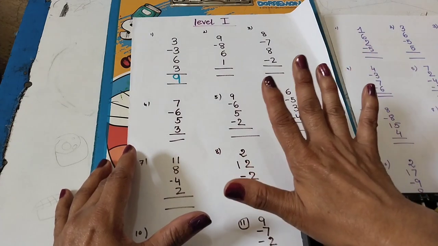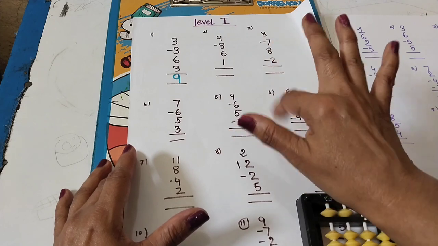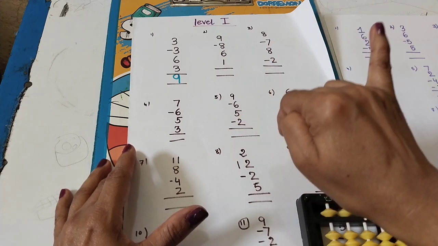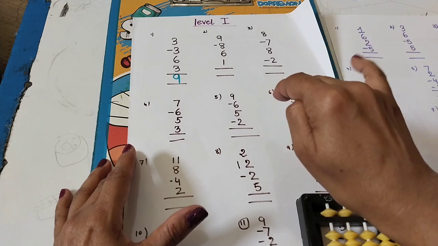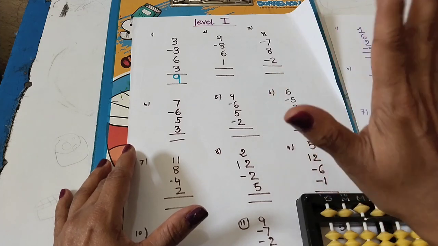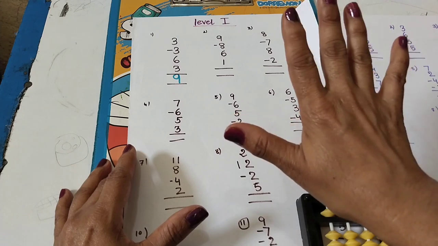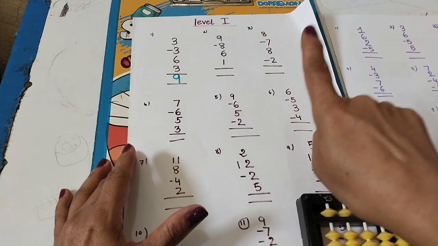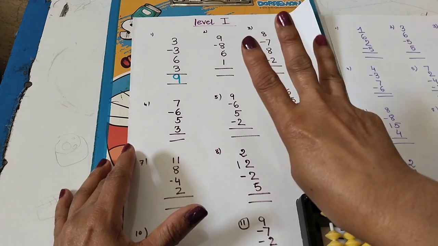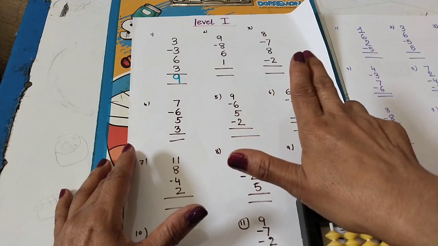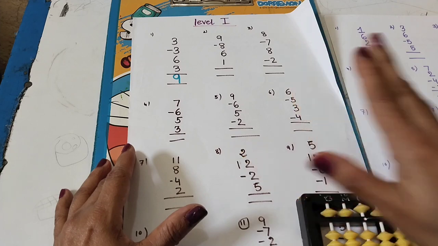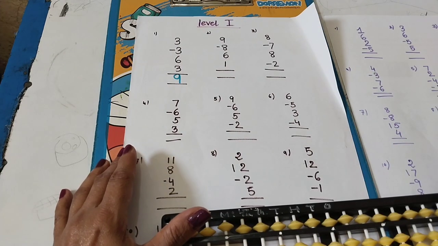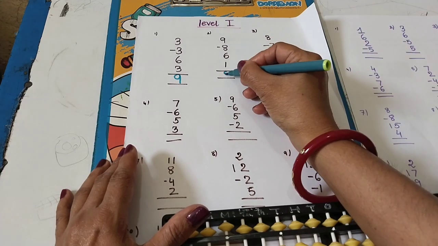Again let me see. 9, then 8. 5, 6, 7, 8. So this is the one. Then again 6. 1. Already this is 1. So you can count from here also. 9, 9 minus 8: 1, 2, 3, 4, 5, 6, 7, 8. Again 6: 1, 2, 3, 4, 5, 6, then again 1. So 5, 6, 7, 8 is my answer. Here also 8 is my answer. So like that you have to do.